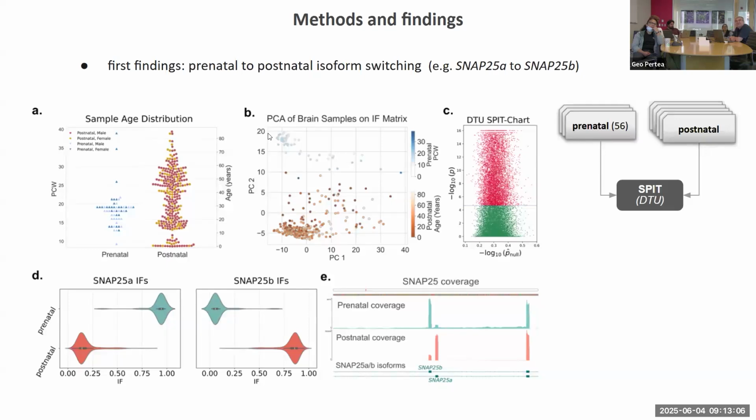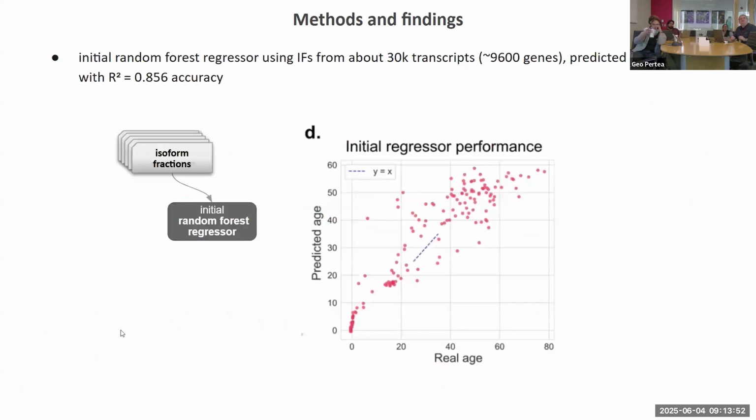as seen in the PCA here, some of the figures and other figures that present at the beginning for this part, but that they show a clear prenatal postnatal separation. And these significant DTU events are observed for over 5,000 genes they found, and they use this SNAP25 gene as a prominent example here when the isoform switch from SNAP25A to SNAP25B is highlighted in this section of the preprint.